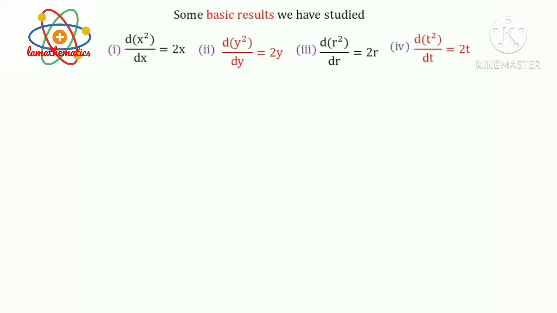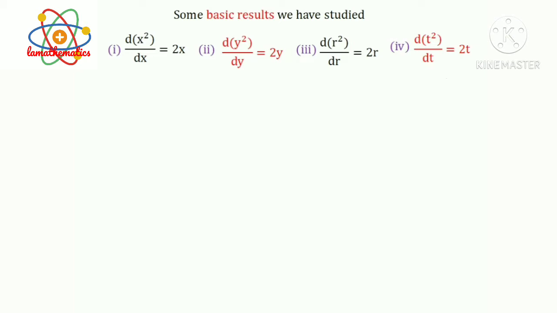We have studied some basic results. First, d by dx of x square equal to 2x. Second, d by dy of y square equal to 2y. Third, d by dr of r square equal to 2r. Fourth, d by dt of t square equal to 2t.